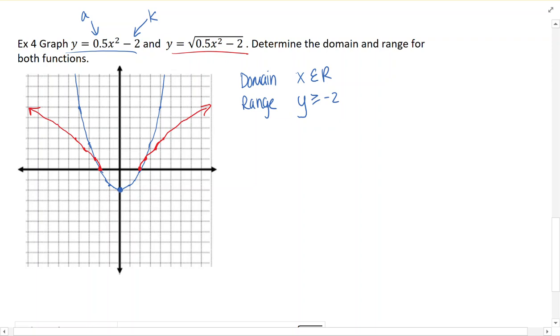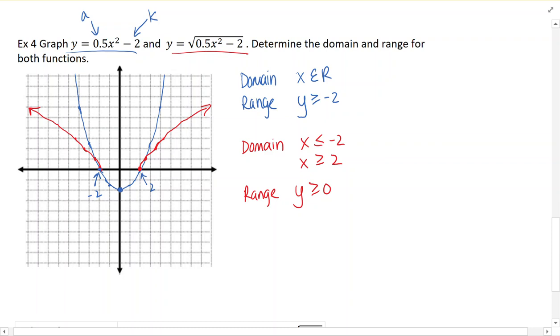Next, for the red graph. Again, the domain starts at the x-intercepts. So here's 2, here's -2. The domain will have to be either x is less than -2 or x is greater than 2. And then the range: since there are no negative numbers, and we do have an x-intercept, y will just be greater than or equal to 0.